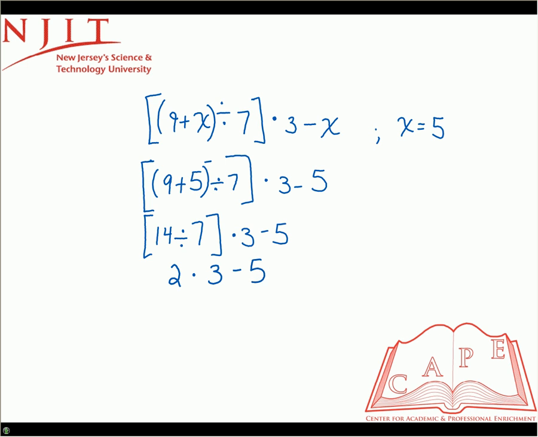And then next in the order of operations would be the multiplication, correct? So then the 2 times 3, which would be 6. We have minus 5 left. And then finally subtraction. 6 minus 5 is 1. So our final answer would be 1.